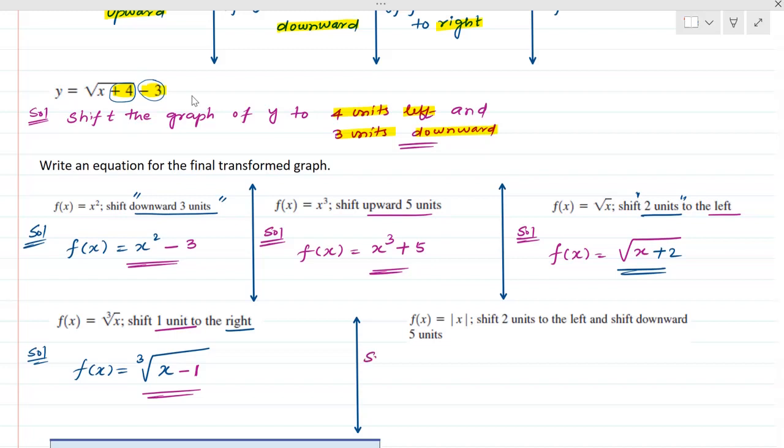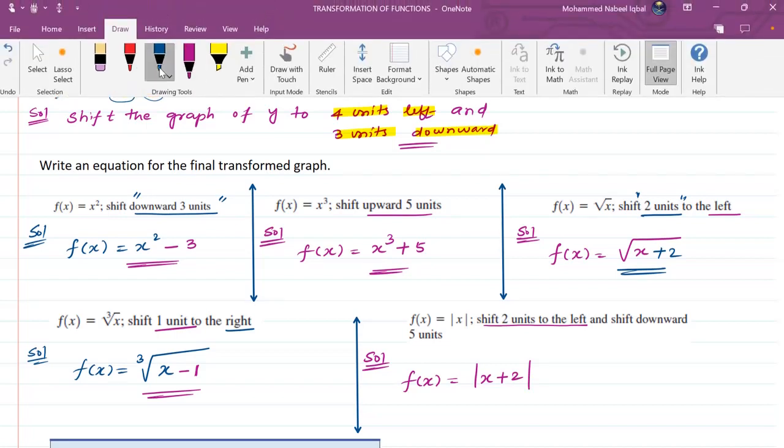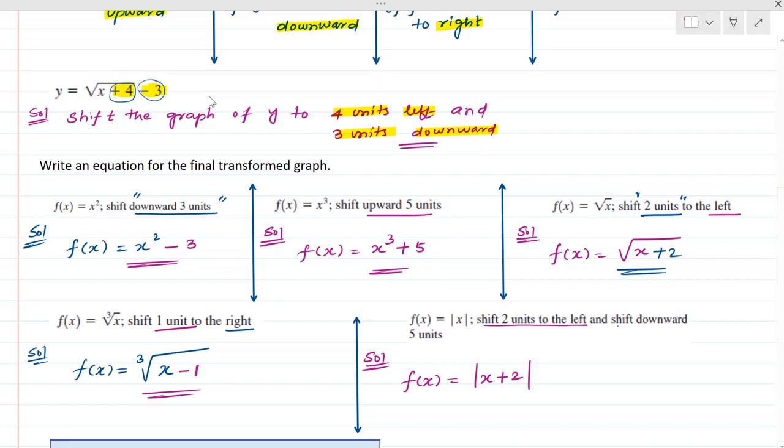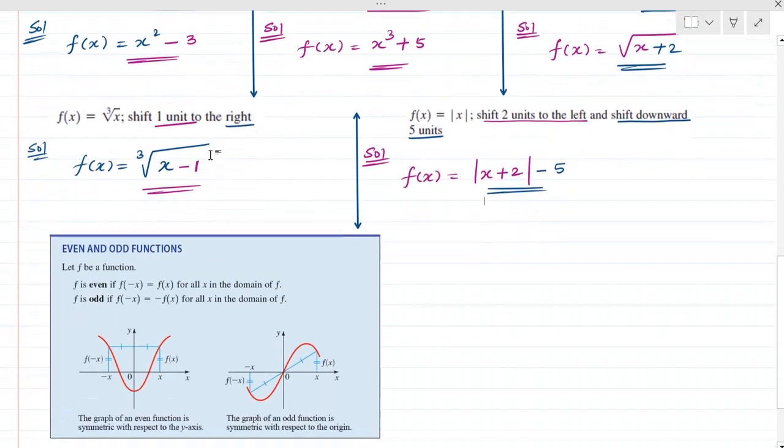Next one, therefore here you have two translations. What are they? Shift by 2 units left. I will write it first, left. What happened? f of x equals x plus 2. So the left is done. Now I have to go with another shifting, which is down by 5 units, which is outside, minus 5. So therefore this is the function.